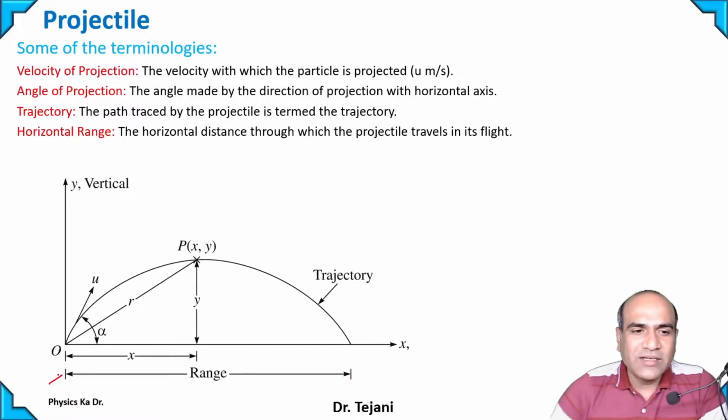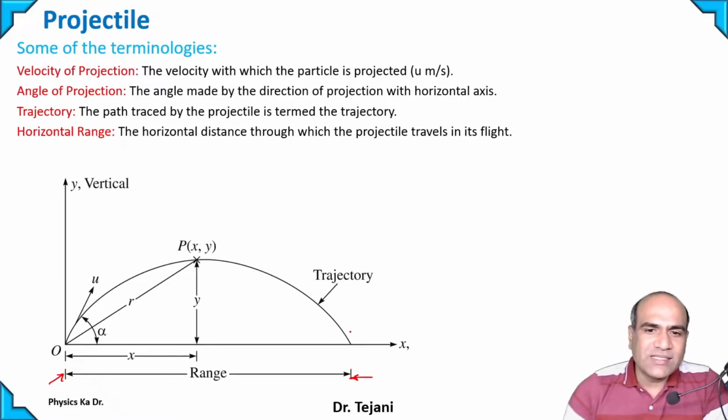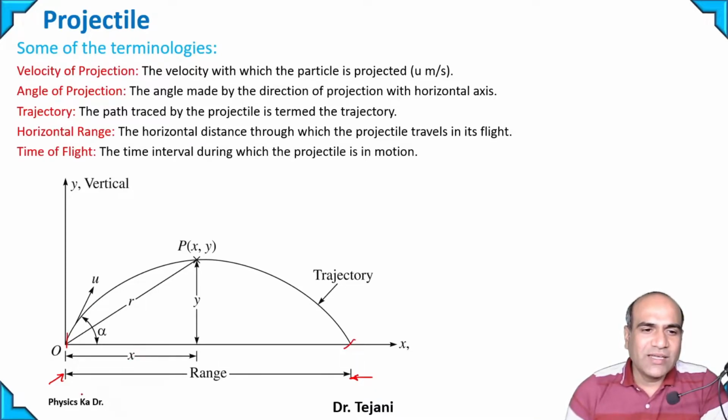Initial point to final point along the x direction. You can see the displacement of an object with respect to x. So it gives a straight line, the shortest distance from the first point to the last point. So that is the horizontal range.